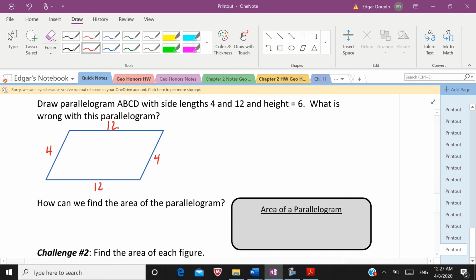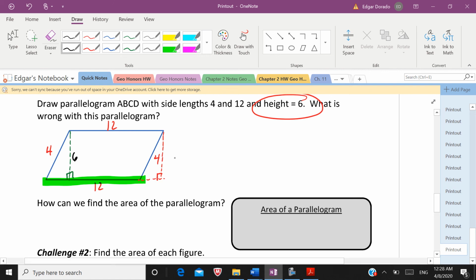Now it says, what is wrong with this parallelogram if the height is 6? And maybe I gave you a little too much information there, but let's figure it out, guys. Well, here's the deal. Let's go ahead and draw a height. Why not? Let's draw a height right here. So using this as my base, why don't I draw a height there? Or you could draw it over here, guys. It really doesn't matter. And I want you guys to think about this.